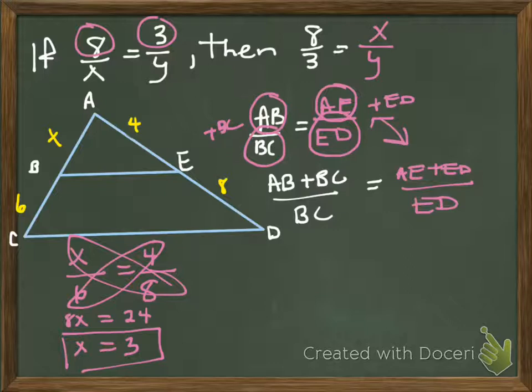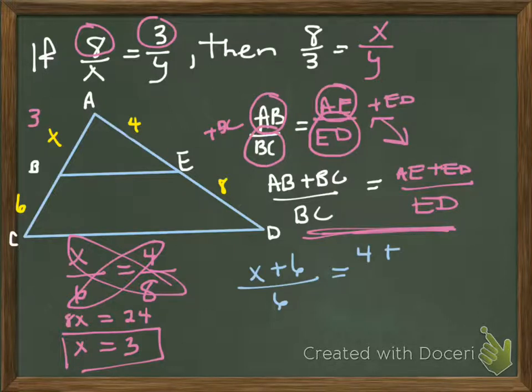So that value right there, this should be 3 now, not x. Okay. If I wanted to use this form right here, do you think it's going to be any different? Well, let's take a look. So now I have AB, which we said was x, plus BC, which is 6, over BC, which is 6, equals AE, which is 4, plus ED, which is 8, over 8, right?